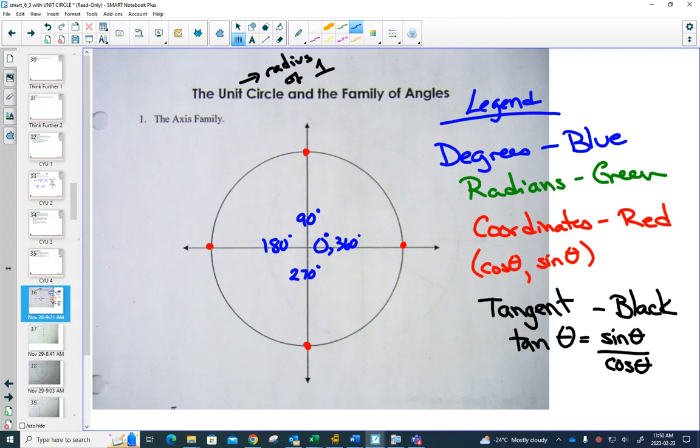I can now write the same ones in radians. This is 0 radians, and all the way around is 2 pi. Probably I would do the 180 next, because that's halfway around. So that would be pi radians. Then if you know that 180 degrees is pi radians, it's pretty easy to figure out that 90 degrees is just half of that, or pi over 2. And similarly, we could figure out that 270 degrees is 3 pi over 2 radians.